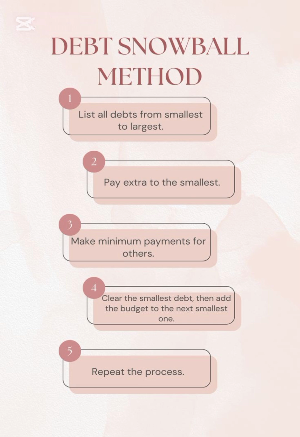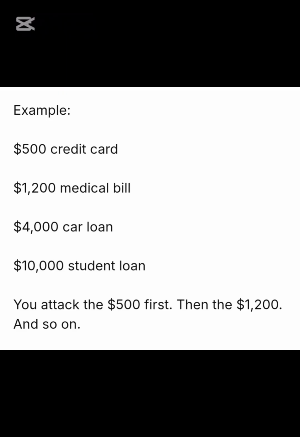2. Make minimum payments on all debts. 3. Throw every extra dollar at the smallest debt first. 4. Once that's paid off, roll that full payment into the next smallest debt, like a snowball gaining speed. Example: $500 credit card, $1,200 medical bill, $4,000 car loan, $10,000 student loan. You attack the $500 first, then the $1,200, and so on.